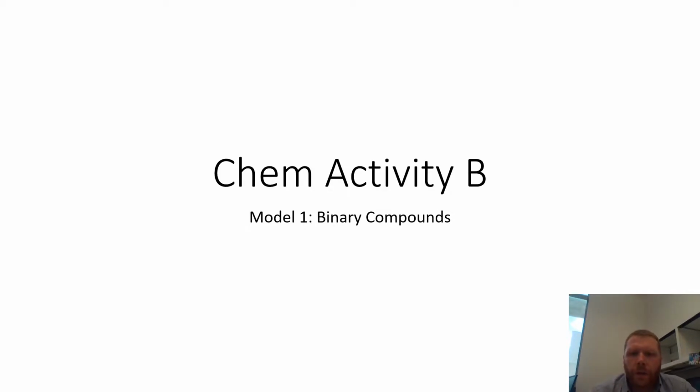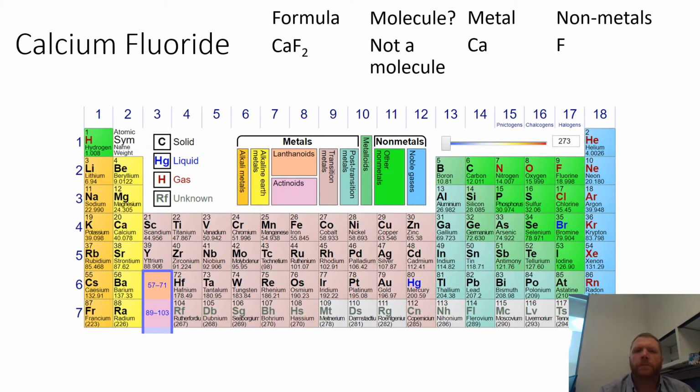Hey everybody, I wanted to work through ChemActivity B, and I'm going to go ahead and start doing that. This is on page number 53. I'm going to start with model number 1, looking at some binary compounds, some examples, and breaking them down a little bit. Now the first example that was provided to you was calcium chloride.